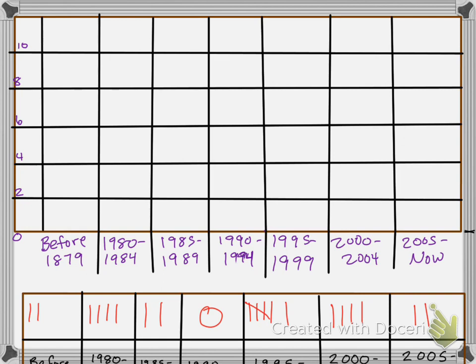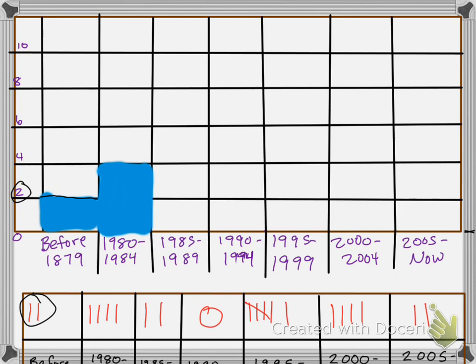Well, there was 2 for the first one. So in the first column, I'm going to fill in just 1 spot, because I only had 2 pennies. So my line only goes up to the 2. I only fill it up to the 2. The next one has 4, so I need to fill up to the number 4 line.